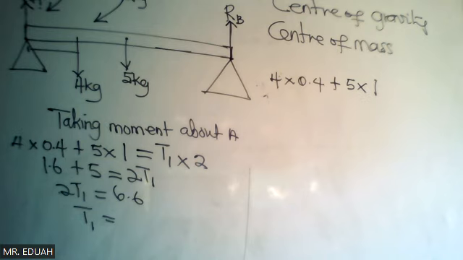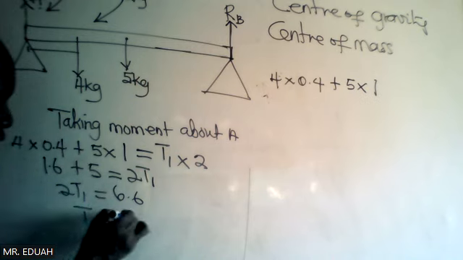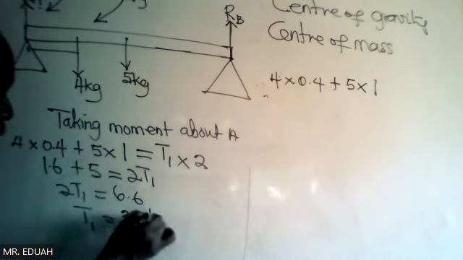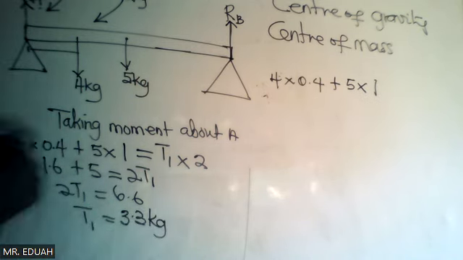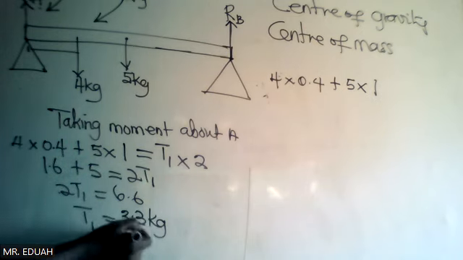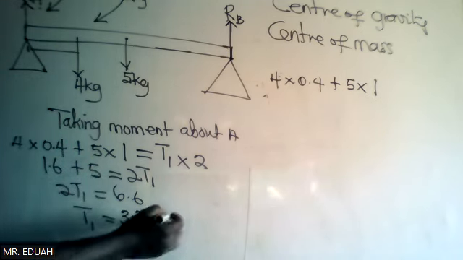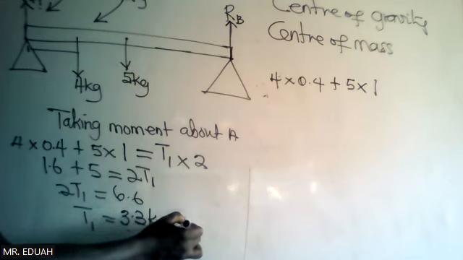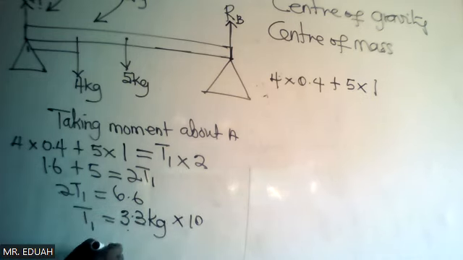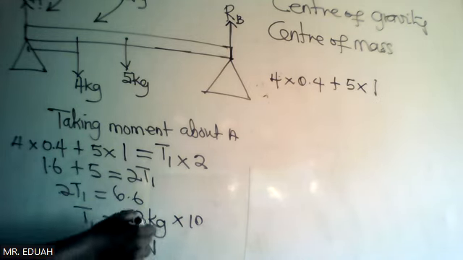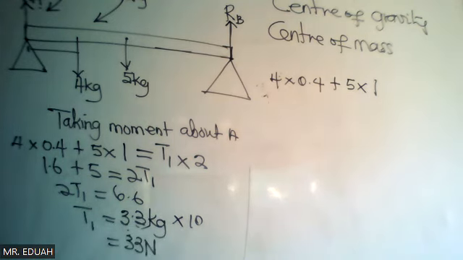Are you okay? Yes, please. So we have T1 equal to 3.3 kilograms. In fact, we can also convert this to tension by multiplying by 10 meters per second squared, and in that case, the tension will be 33 Newton. But if you leave it as 3.3 kilogram, you are also not wrong. Are we okay?